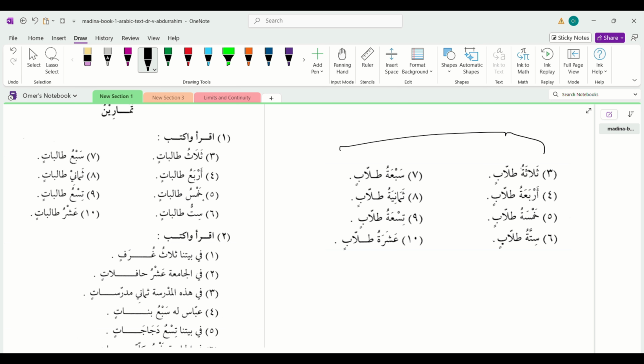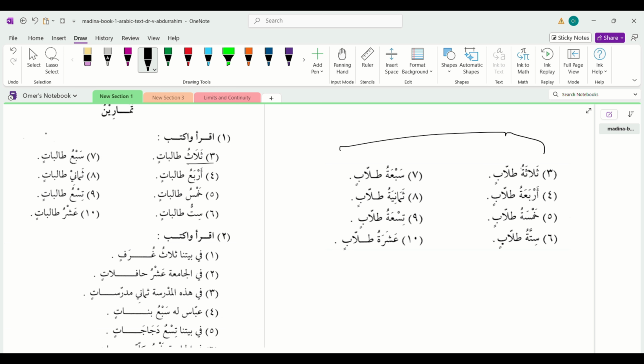So as you might have noticed, even though the number indicates a feminine ism, it does not have the ta marbuta. So ثلاث, this is feminine, and in the masculine ثلاثة. So ثلاث, أربع, خمس, ست, سبع, ثمان, تسع, عشر.